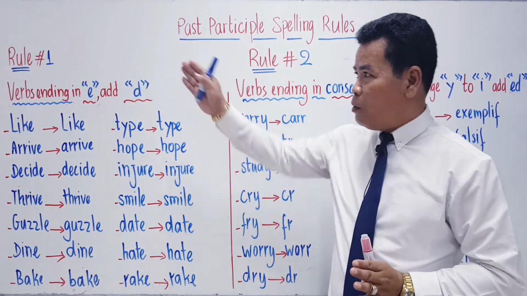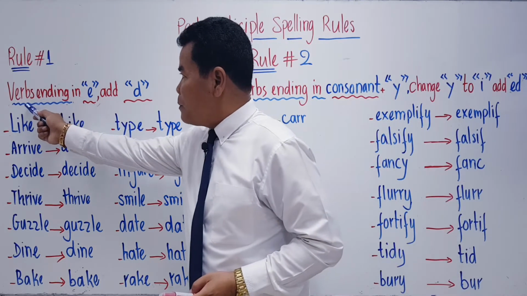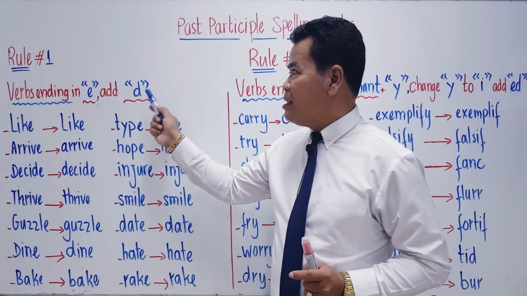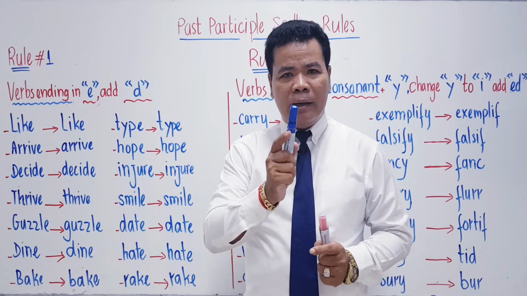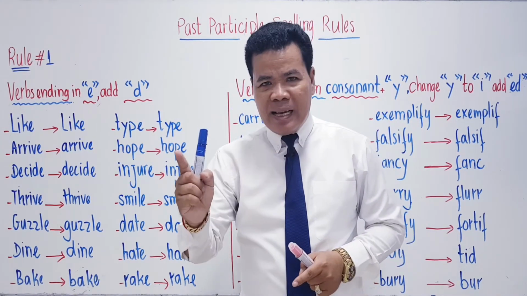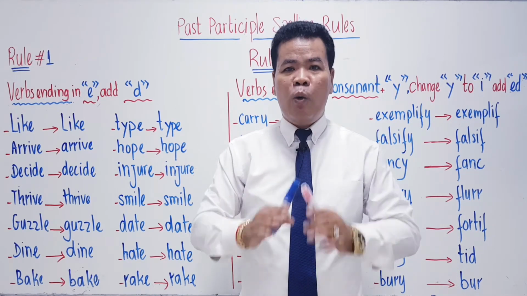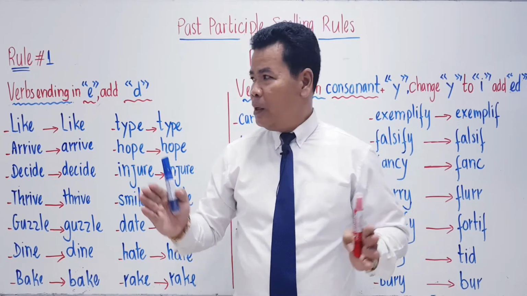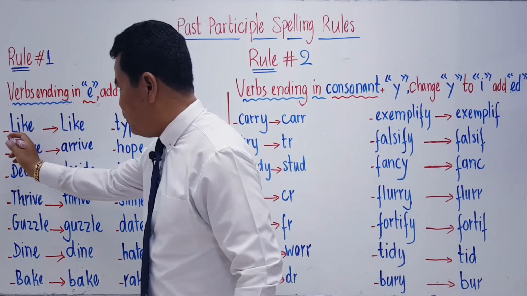Understand? Now, please have a look at rule number 1. Verbs ending in E, just add D to the verb. Rule number 1. Every verb ending in the letter E, just add D to the verb. So we have the past participle. Okay? Now, please have a look at this. For example, like.